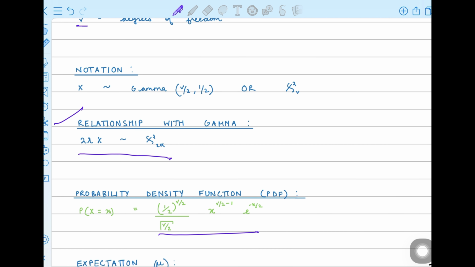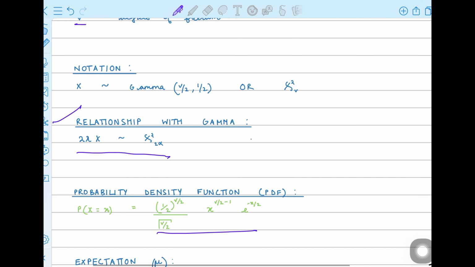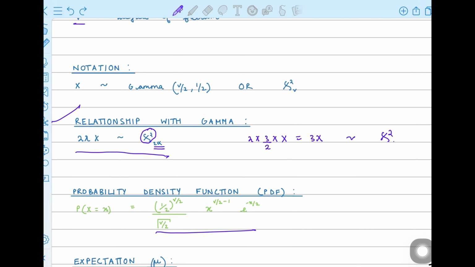Here we have 2 lambda x, which is 2 times 3 by 2 times x, which gives us 3x. According to this relationship, this follows chi-square with degrees of freedom 2 alpha. This will tend to chi-square 2 times 2, which is 4.